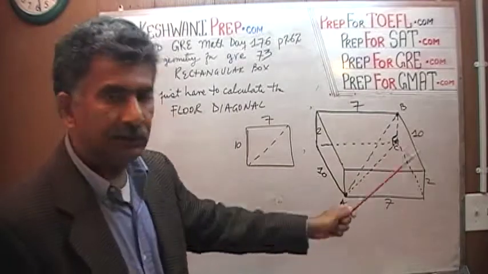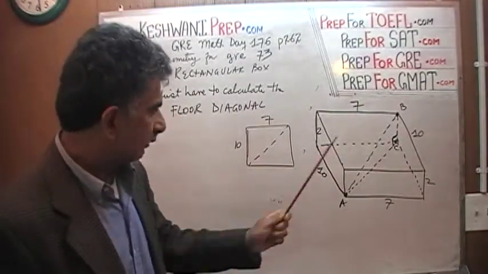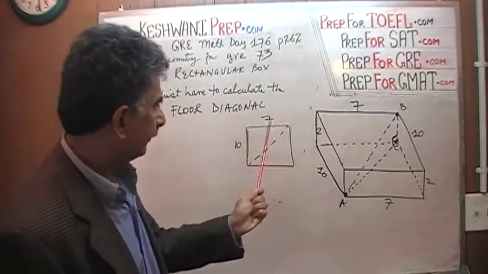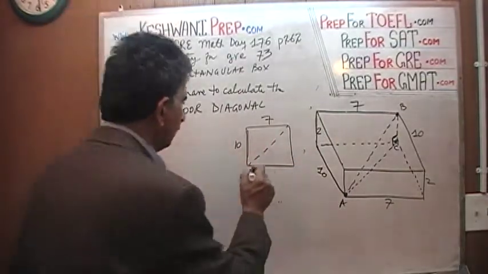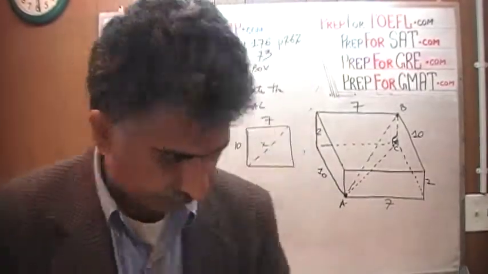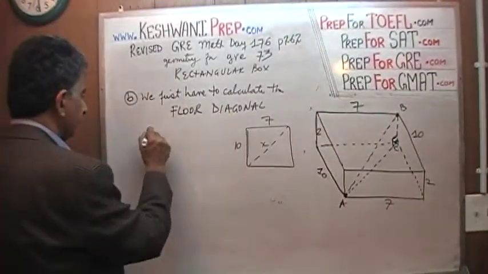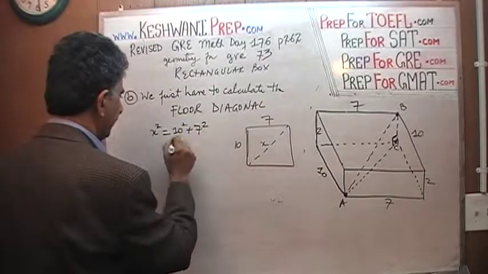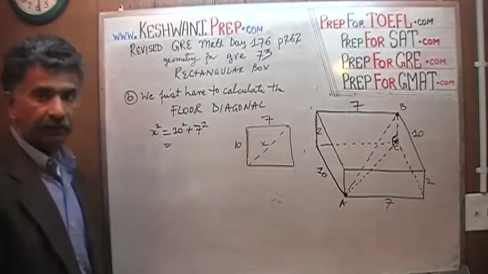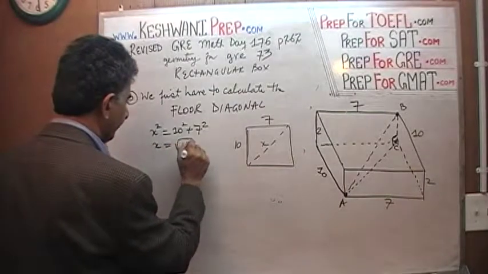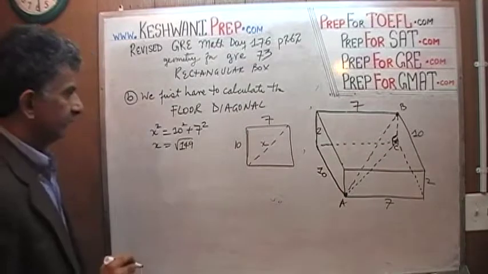A to C is the floor diagonal of the floor, which is what this is. This is 10 right here, and that is 7. So let's find the diagonal of this floor, which is a very simple application of the Pythagorean theorem. The floor diagonal x squared equals 10 squared plus 7 squared. 10 squared is 100, 7 squared is 49, so x equals the square root of 149. That's your floor diagonal.